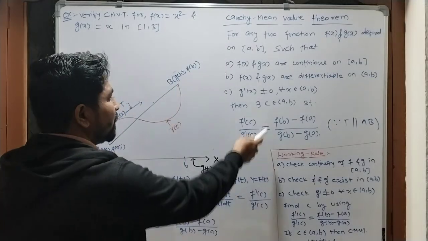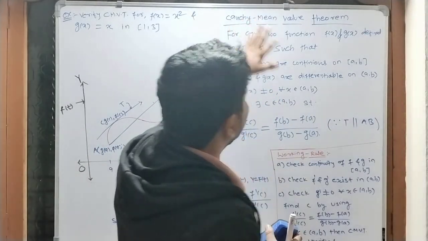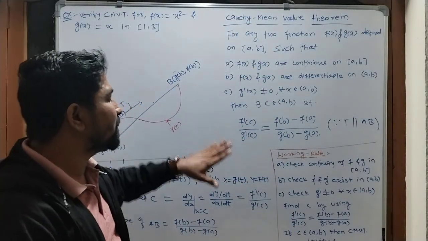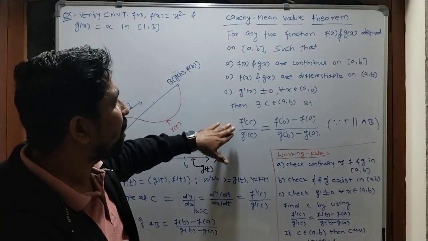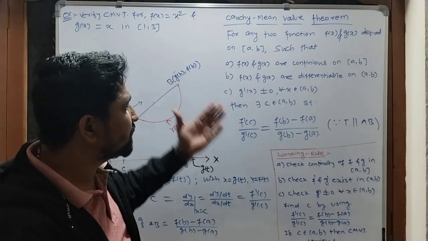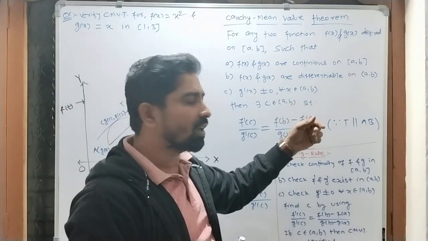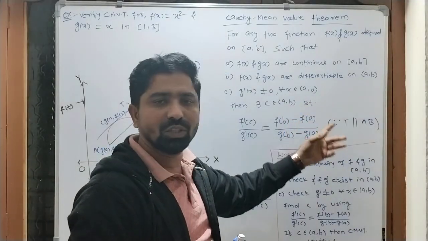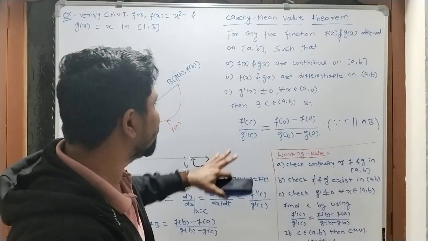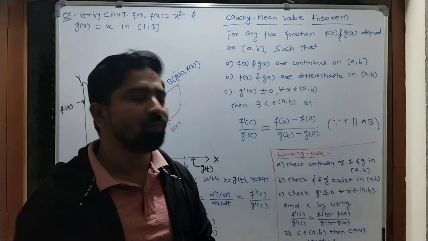So the statement of the Cauchy mean value theorem says that the instantaneous change of f with respect to g is the same as the total change of f with respect to g. This is the statement of the Cauchy mean value theorem.